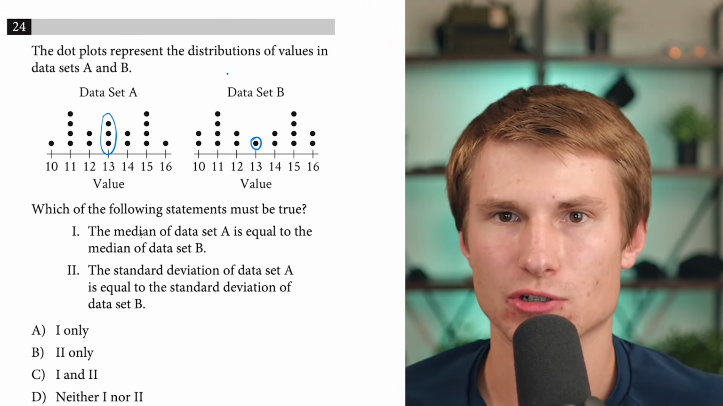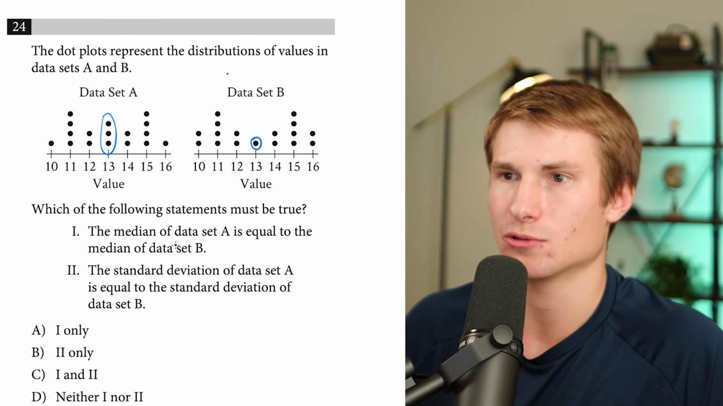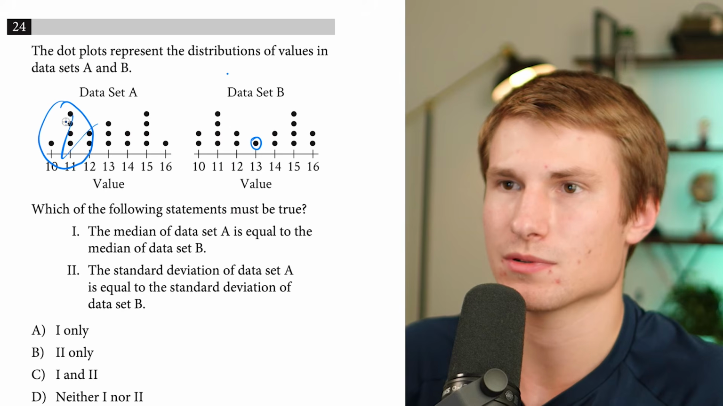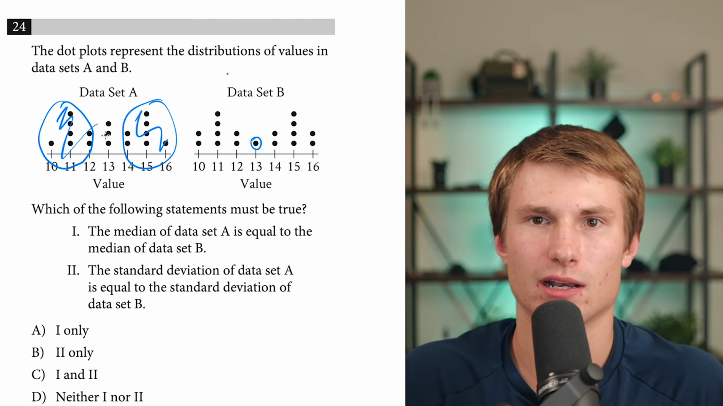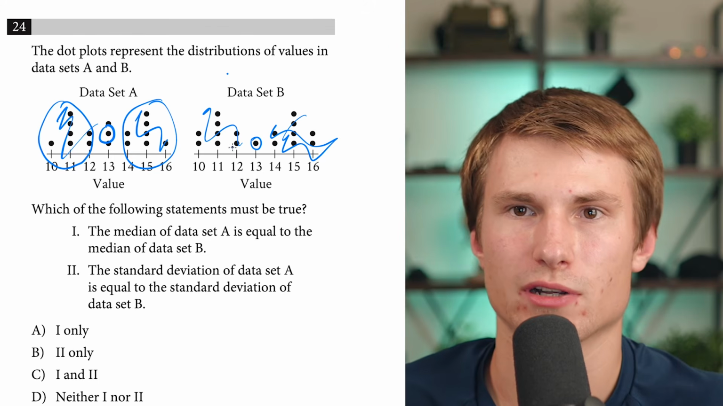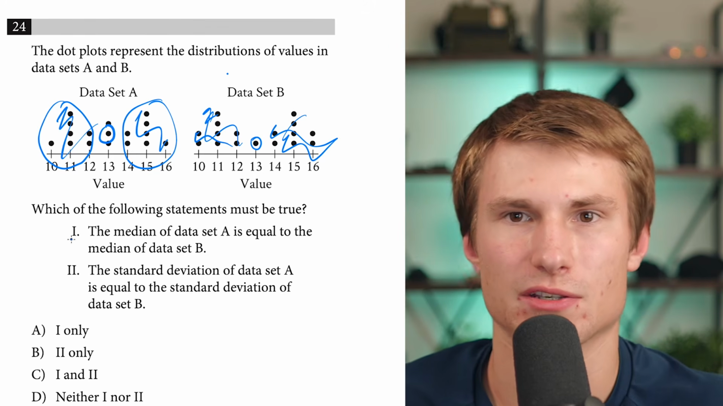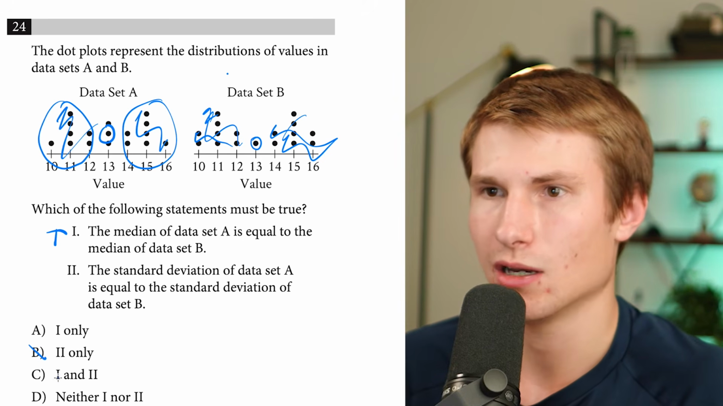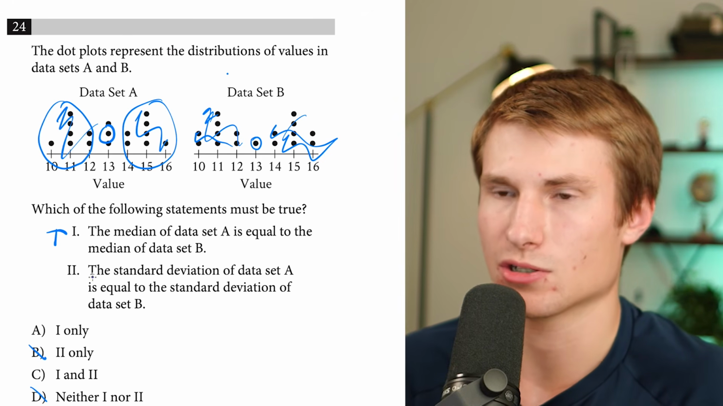Which of the following must be true? Option 1, the median of data set A is equal to the median of data set B. We can quickly check that. So our minimums, scratch all that out. Okay, we see our median is there. Same thing here, scratch that out, median's the same. So this is true, 1 is true, so we can get rid of 2 only. We can get rid of neither 1 nor 2.